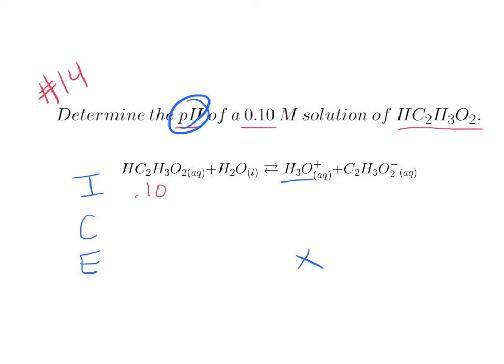All right, so my ICE box is going to have something like this. I start with 0.10 HC2H3O2, start with 0 H3O+ and 0 C2H3O2-. The change part. Well, since I'm not given any other information, the change has got to be, I have no idea, but I can see that it's a 1 to 1 to 1 mole ratio, so whatever the change is going to be for one thing, it will be for all things.